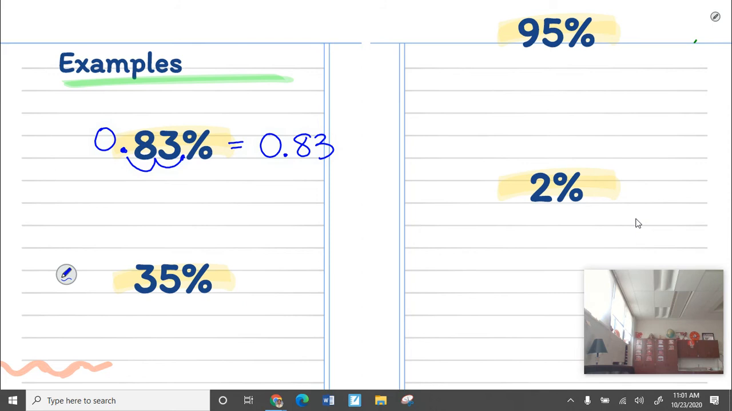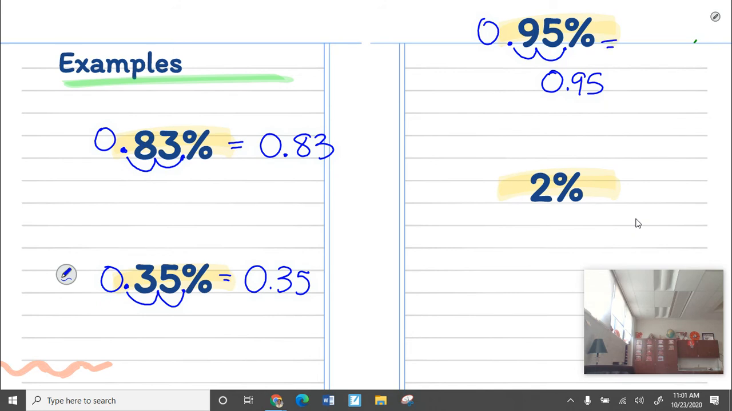The next one, we have 35%. Remember, we have our decimal point right here after the 5 because this is a whole number. I'm going 1, 2 spots over, decimal point, and a 0 again. So 35% is equal to 0 and 35 hundredths. All right, one more with 2 digits. I have a decimal point here again. I'm going 1, 2 spots over, putting my decimal point there, adding my 0. So now I have 0 and 95 hundredths is equal to 95%.